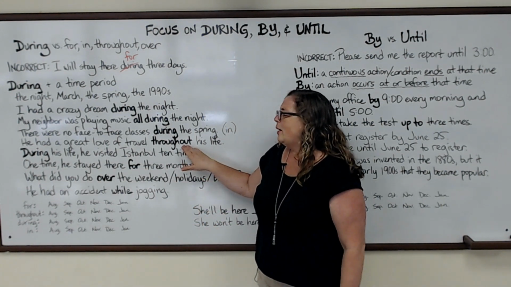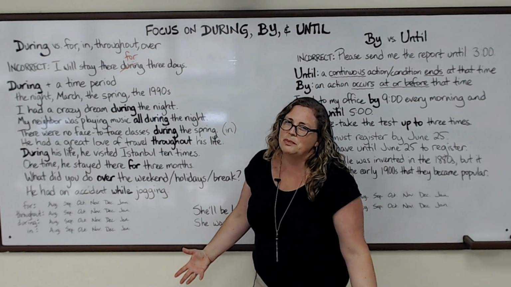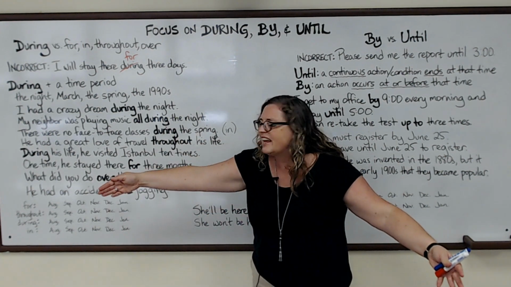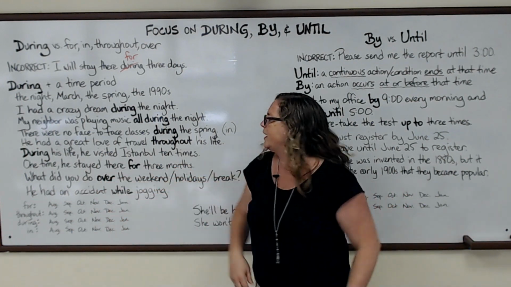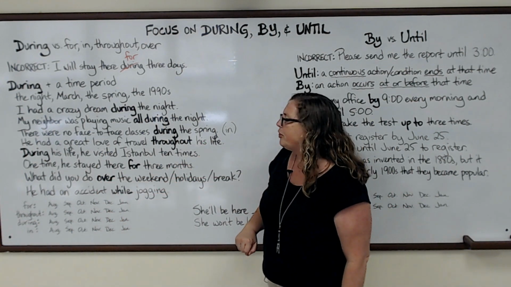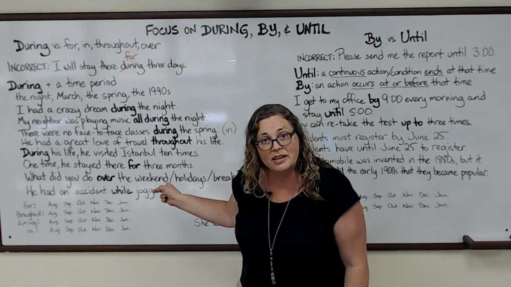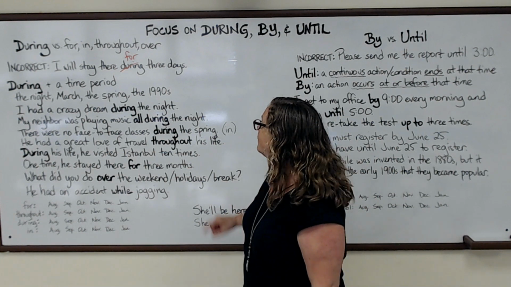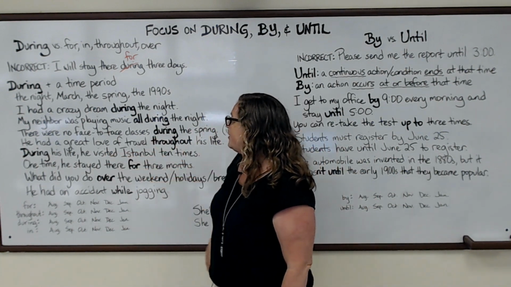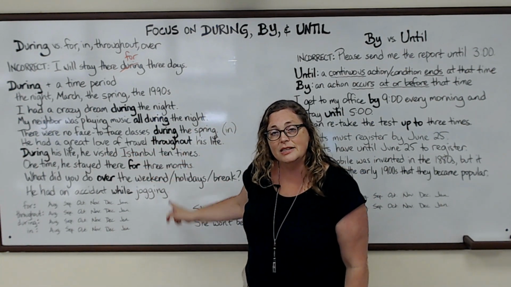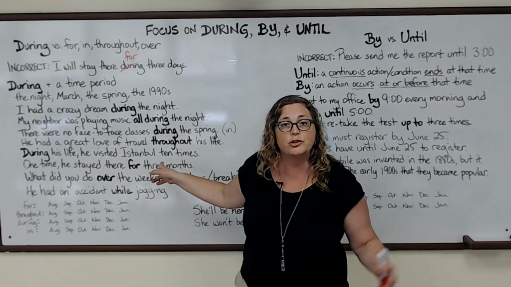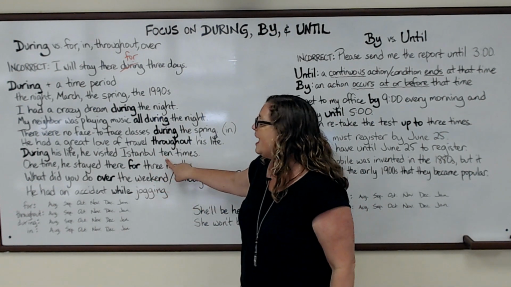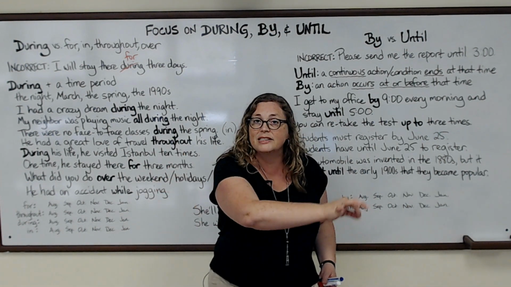Now, throughout is a nice preposition because it's just clear. It starts at the beginning, it ends at the end, and it's all the time between. He had a great love of travel throughout his life. I know from this sentence that it was from the beginning to the end, okay? During his life, he visited Istanbul 10 times. Is this from the beginning of his life to the end of his life he visited Istanbul? No. This is 10 different points in time.